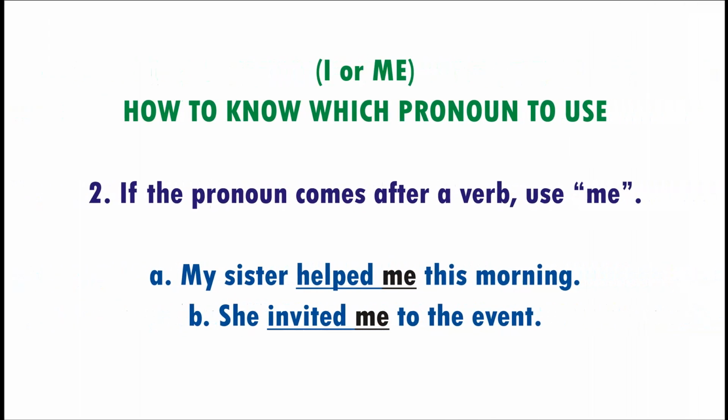Now let's come to the second tip. If the pronoun comes after a verb, use me. If the pronoun comes after a verb, it is likely to be the object of the verb. So use me. Example A, my sister helped me this morning. Here, me is the object of the verb helped, so me is appropriate. She invited me to the event. Me is the object of the verb invited.